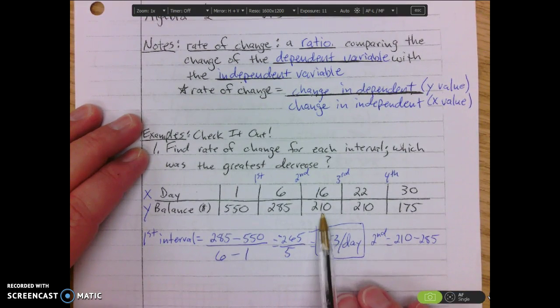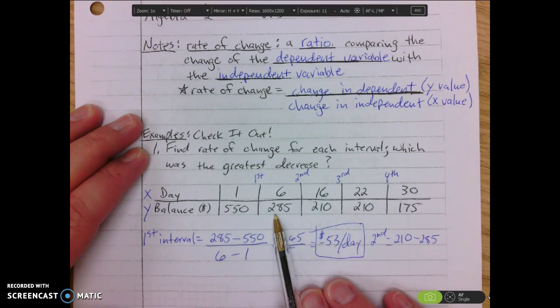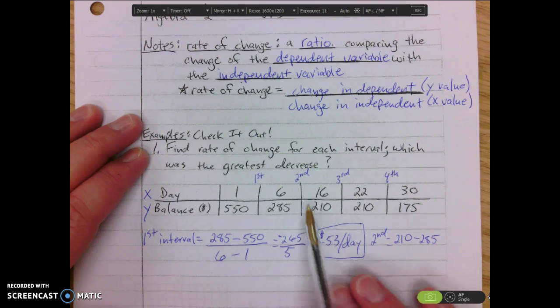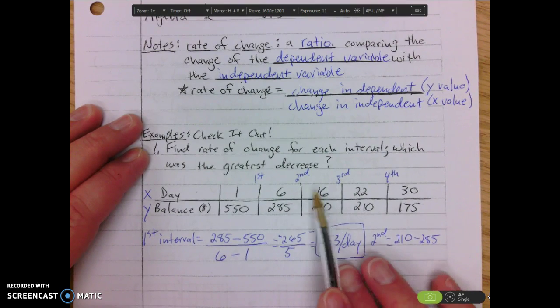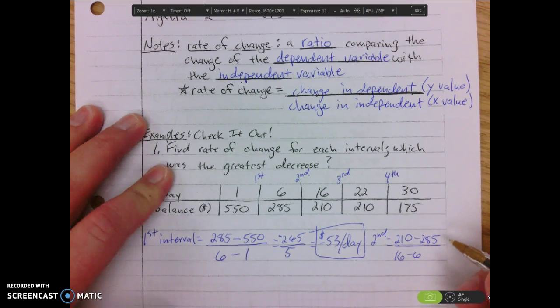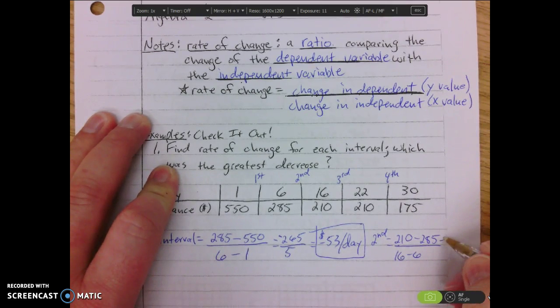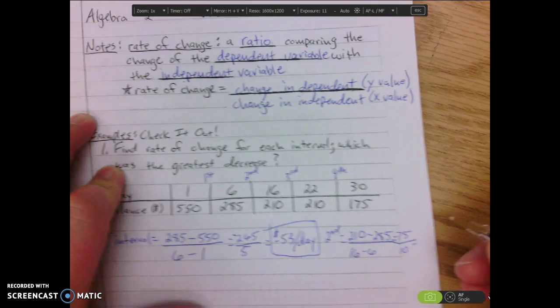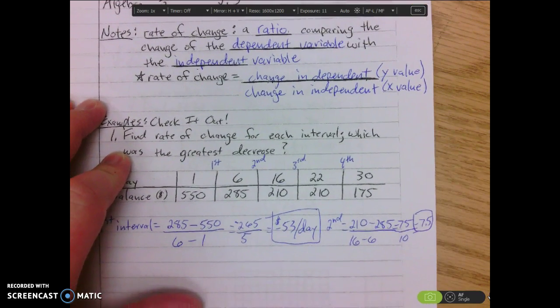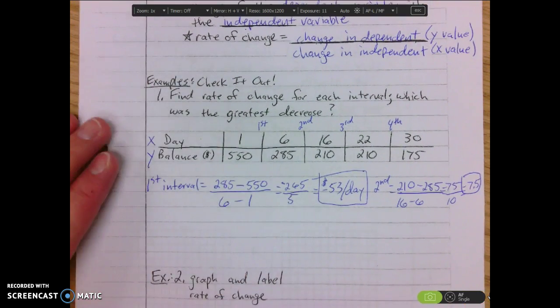Second interval, it would be 210 minus 285. Notice I'm subtracting the right number and then subtracting the left number. Do I have to do the same order on the bottom? I can't switch the order. So as I went right to left, I got to go right to left. So on the bottom, 16 minus 6. This time I get a negative 75 over 10. And you divide that and you get negative 7.5. So that goes down $7.50 per day.